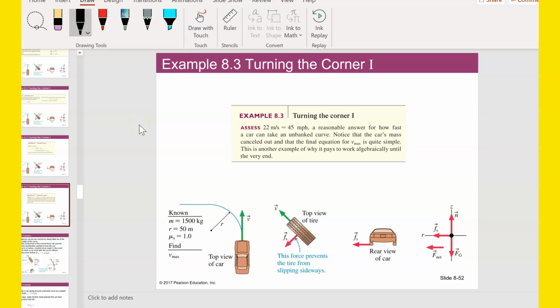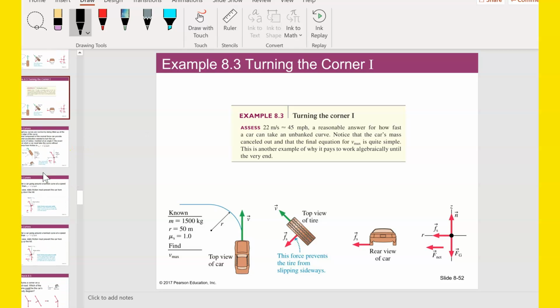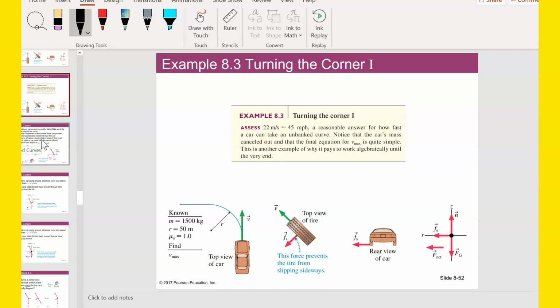Also assuming that the curve is flat, not banked. If it was banked toward the center so that your angle was toward the center of the circle, you could actually go faster without sliding because it would increase that force inward.